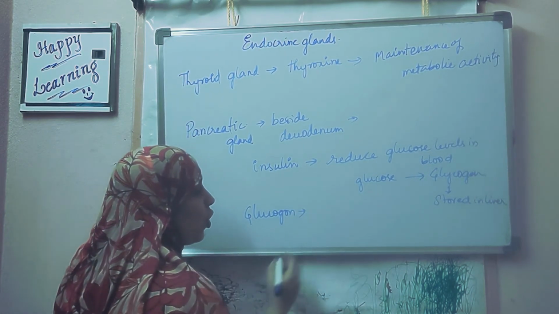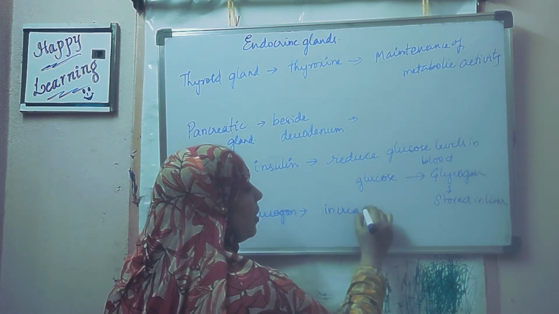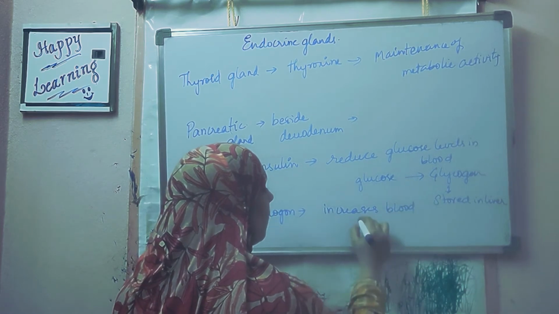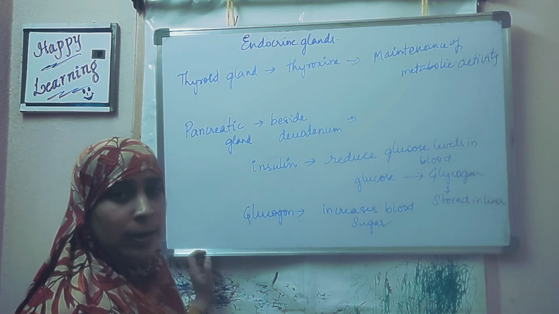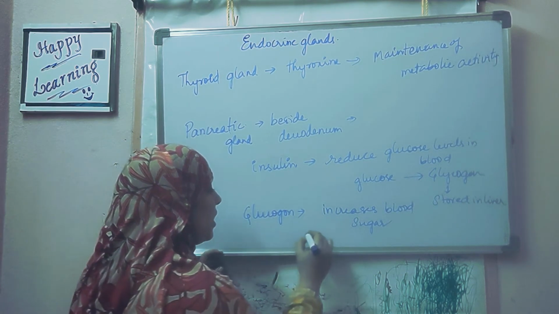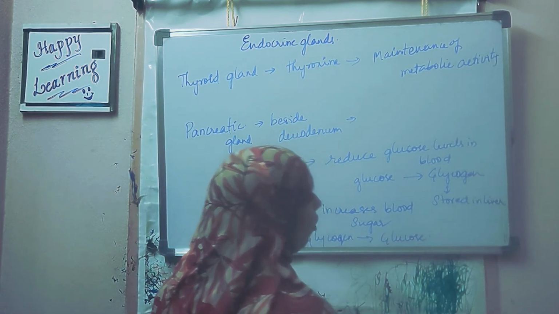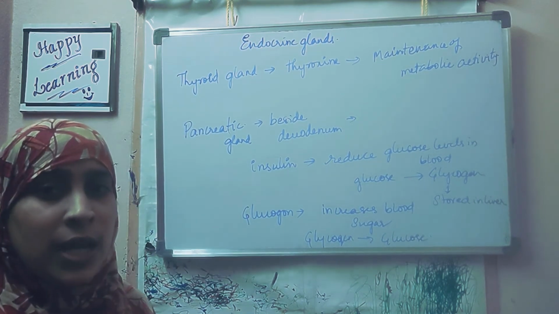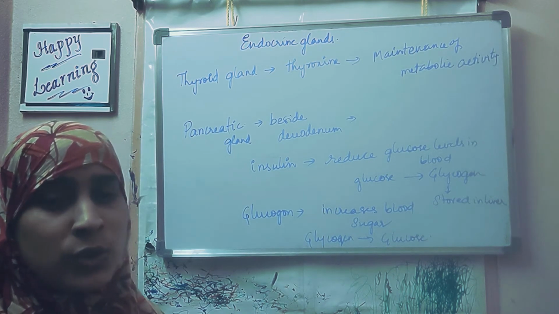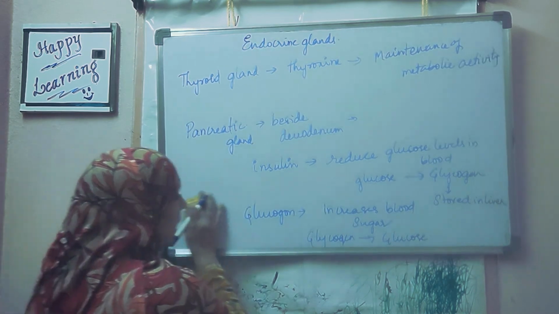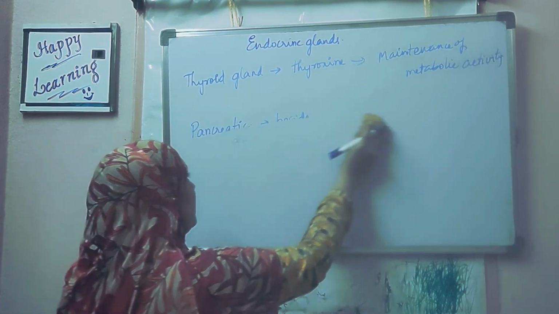Another hormone called glucagon. It increases blood sugar. How? When you are not eating food for a long time, there is no glucose in the blood. At that time, it converts glycogen into glucose for our survival, to increase our energy. All that stored energy is converted into glucose so that we can use it up. So that is about the endocrine part of pancreatic gland.